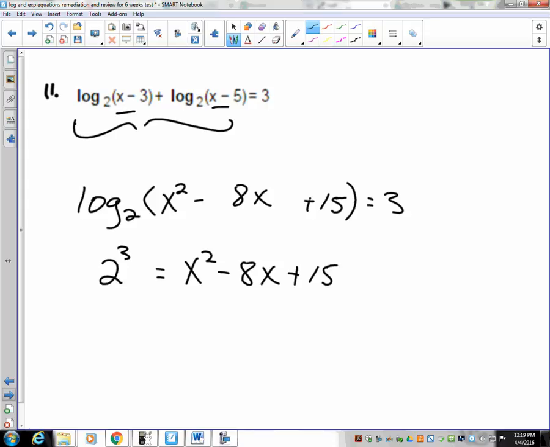Now look at that. Look up. This number raised to this power equals this number. Now that's 8. Now look what we got there. I want it set equal to 0 because it's a quadratic. Somebody said it. Okay, quadratic.